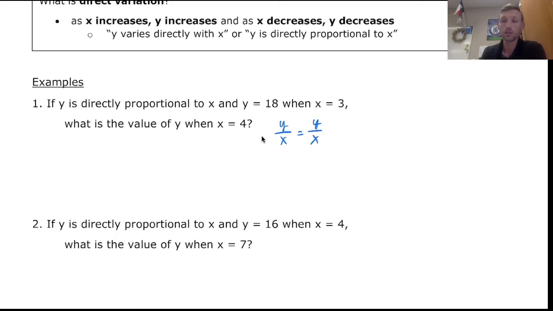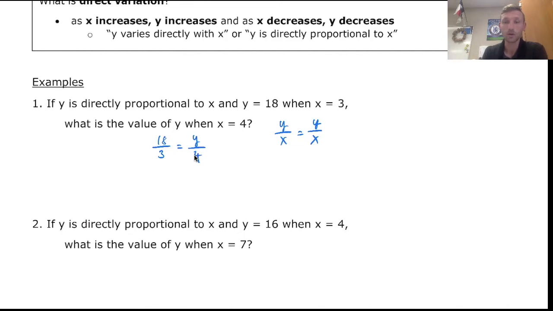And if they're proportional, then these will be equal to each other because Y divided by X will simplify to be whatever Y over X is over here. So they tell us Y is 18 when X is 3. So I'm going to plug in, these two are on the same side, 18 over 3. Then I plug in X is 4, so I put it in the denominator just like this, and the unknown is Y. So 18 to 3 is the same as Y to 4. Now I can cross multiply and divide to solve.